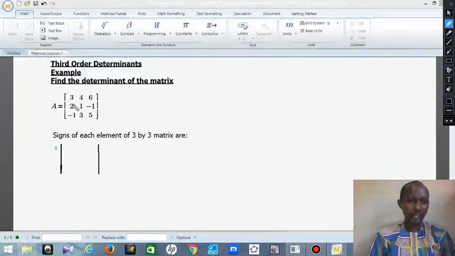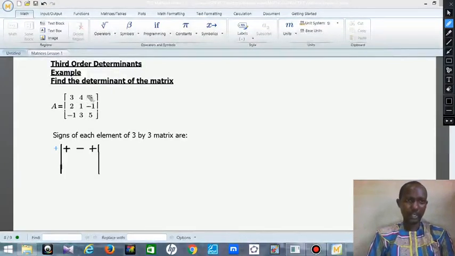Okay, so the first element, which is 3, the sign attached to it is plus. Take note. Then the second element of this matrix, which is 4, the sign attached to it is minus. Please take note. Then the next element, 6, the sign attached to it is plus. So the rule is plus, minus, plus.